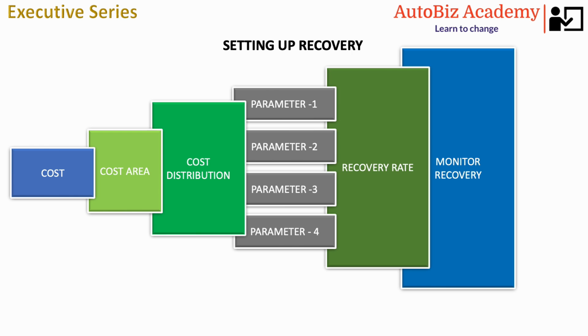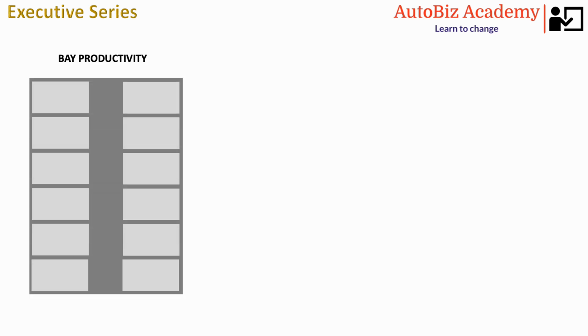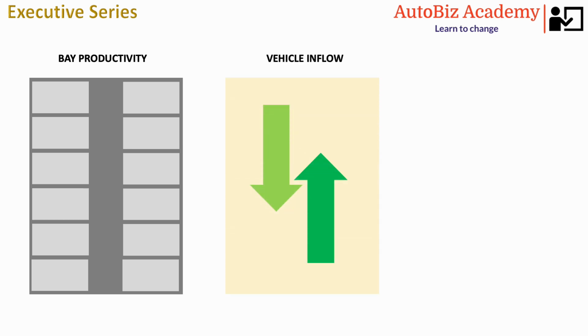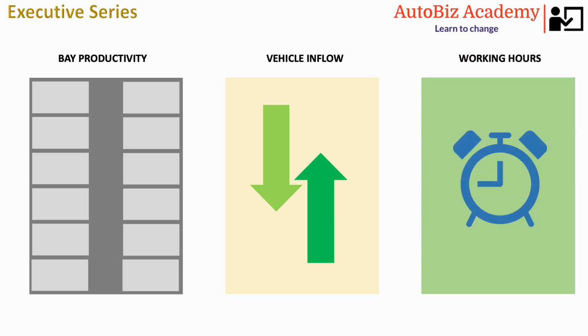We will choose rent first. As we have chosen rent as a cost, then the cost area is the workshop. So in the workshop, the cost is distributed among different parameters. What kind of parameters we are taking for the workshop is bay productivity and bays. Then comes vehicle inflow. How many vehicles are reporting to the workshop? So you can distribute it. Then comes working hours. How long the workshop is operating.